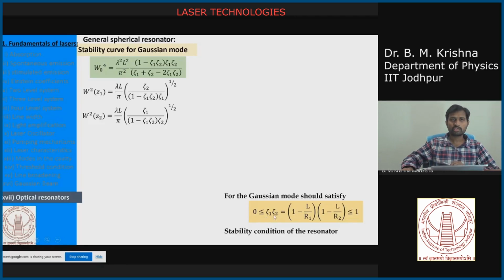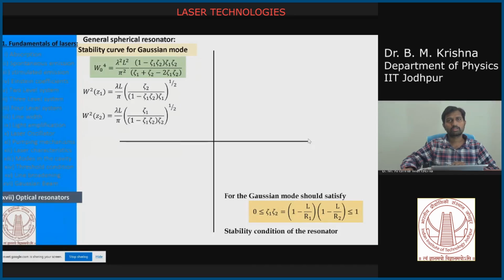Your zeta 1 and zeta 2 are nothing but 1 minus L by R1 and 1 minus L by R2. This product has to lie within the limits of 0 and 1. That is, 0 is less than or equal to zeta 1 zeta 2, which is less than or equal to 1. So this is the stability condition for a Gaussian mode to sustain in a laser cavity. Otherwise, we don't get a stable resonator condition for a Gaussian mode.